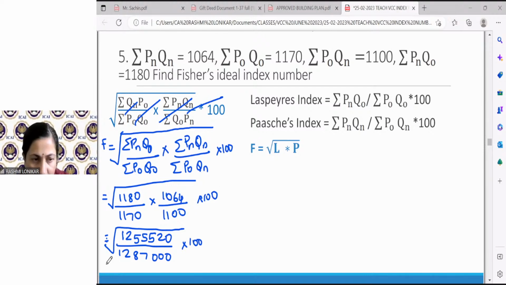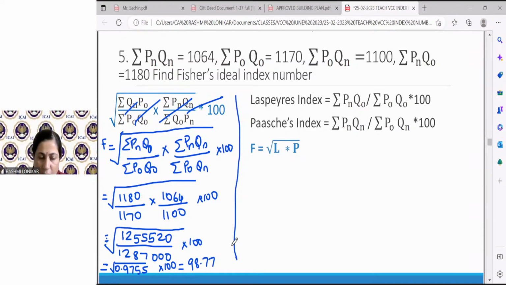How much are you getting this? This is equal to square root of 0.9755 into 100. How much is square root of 0.9755? It is 98.77. Okay. So this becomes 98.77. Is everybody with me? Are you getting this answer?